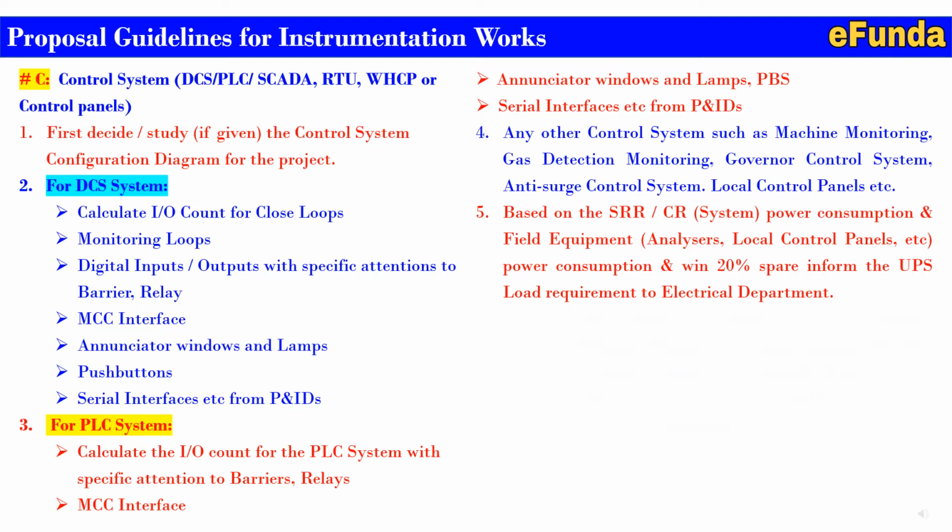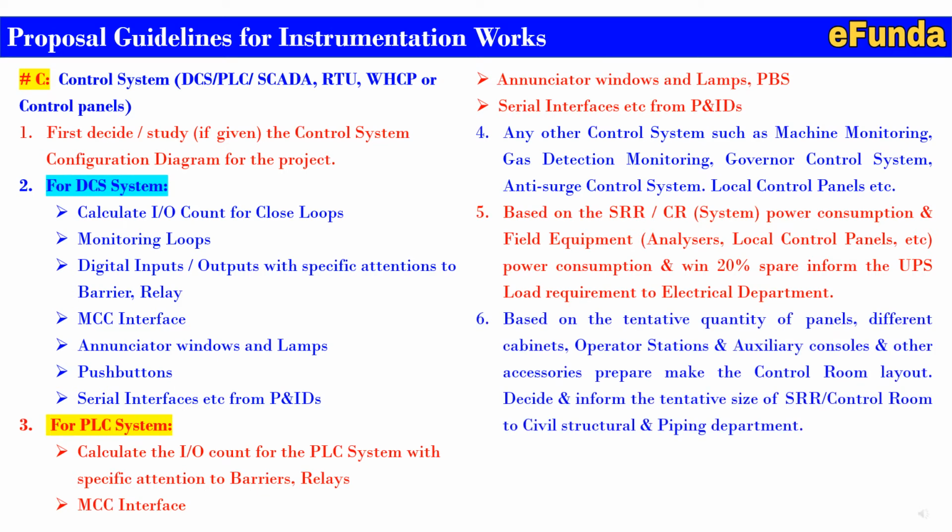Sixth, based on the tentative quantity of panels, different cabinets, operator stations, auxiliary console and other accessories, prepare the control room layout, decide and inform the tentative size of the satellite rack room and the control room to other departments such as civil and piping for their necessary estimations and bid proposals.